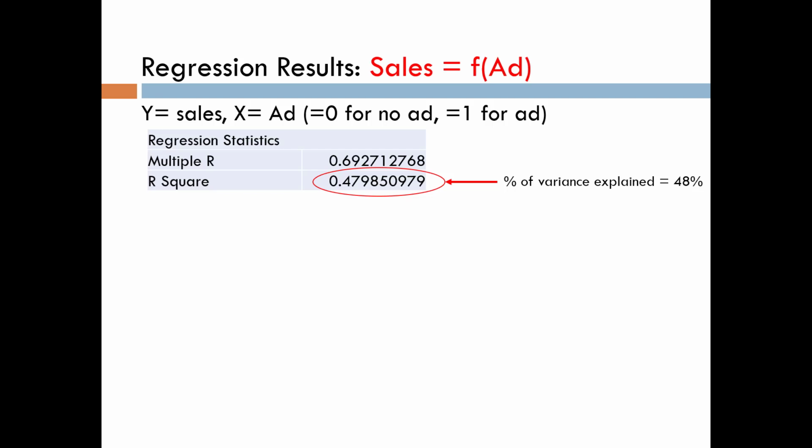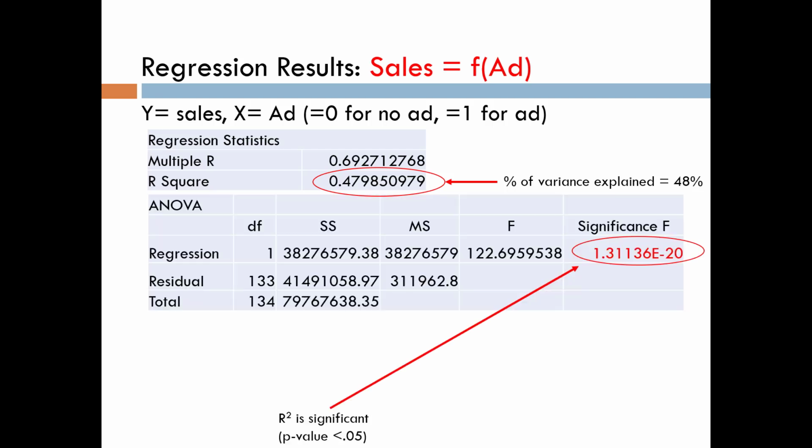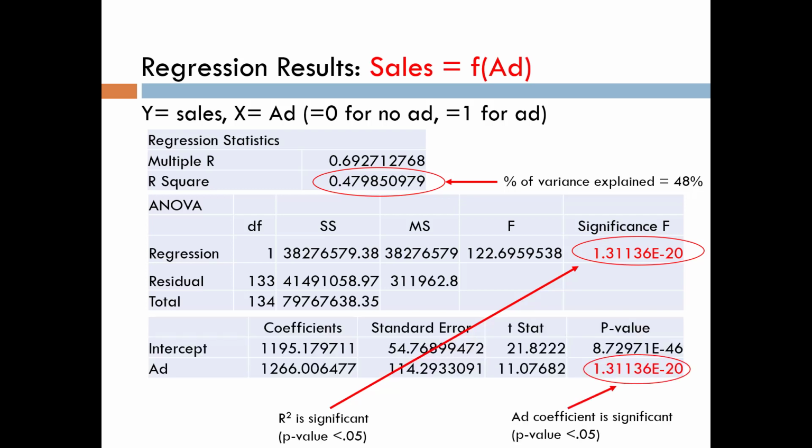Now, looking at the output, we see that removing price did not make much of a difference. The R-squared is still 48%. The test for the R-squared is still significant with a p-value less than 0.05. The coefficient for ad is also significant with a p-value less than 0.05.